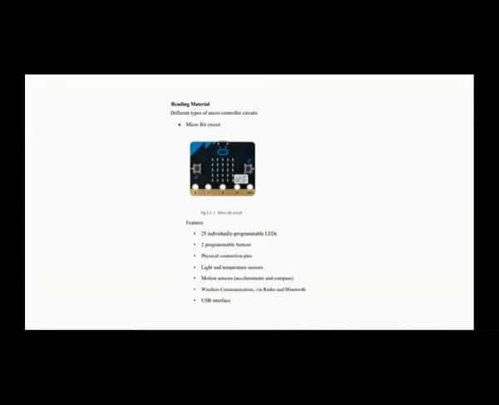Some of them, the radio and the Bluetooth that she explained. So with the radio signals, if you have multiple microbits, let's say in our class, you can communicate with each other with the microbits, okay?